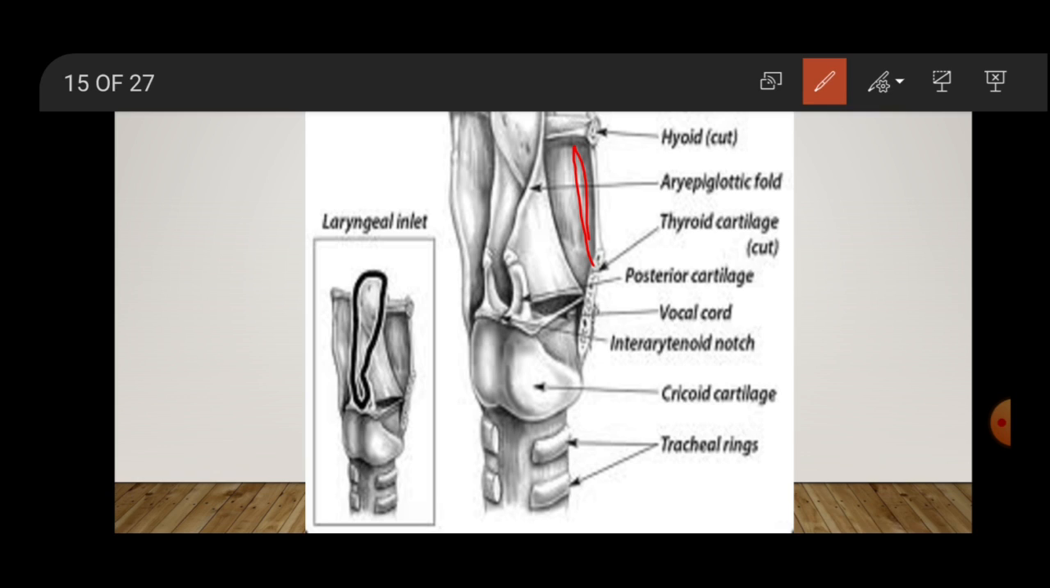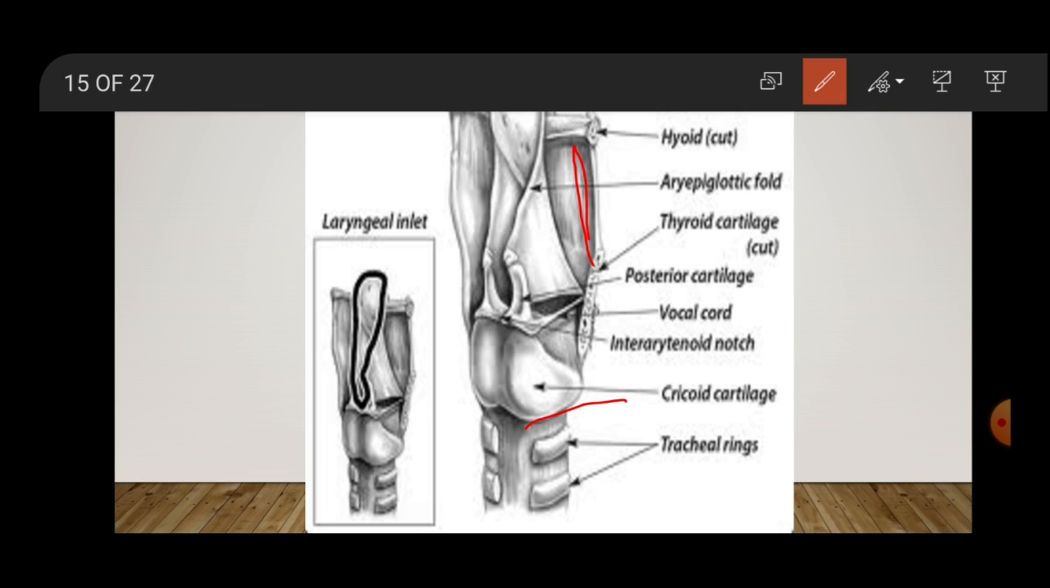This membrane is pierced by the internal laryngeal nerve and the superior laryngeal vessels. So the thyrohyoid membrane stretches between the upper border of the thyroid cartilage and the upper part of the body and greater horn of the hyoid bone. This membrane is pierced by the internal laryngeal nerve and the superior laryngeal vessels. This ligament is thickened in the center and is called the median thyrohyoid ligament. Okay, then the next ligament is the cricotracheal ligament.